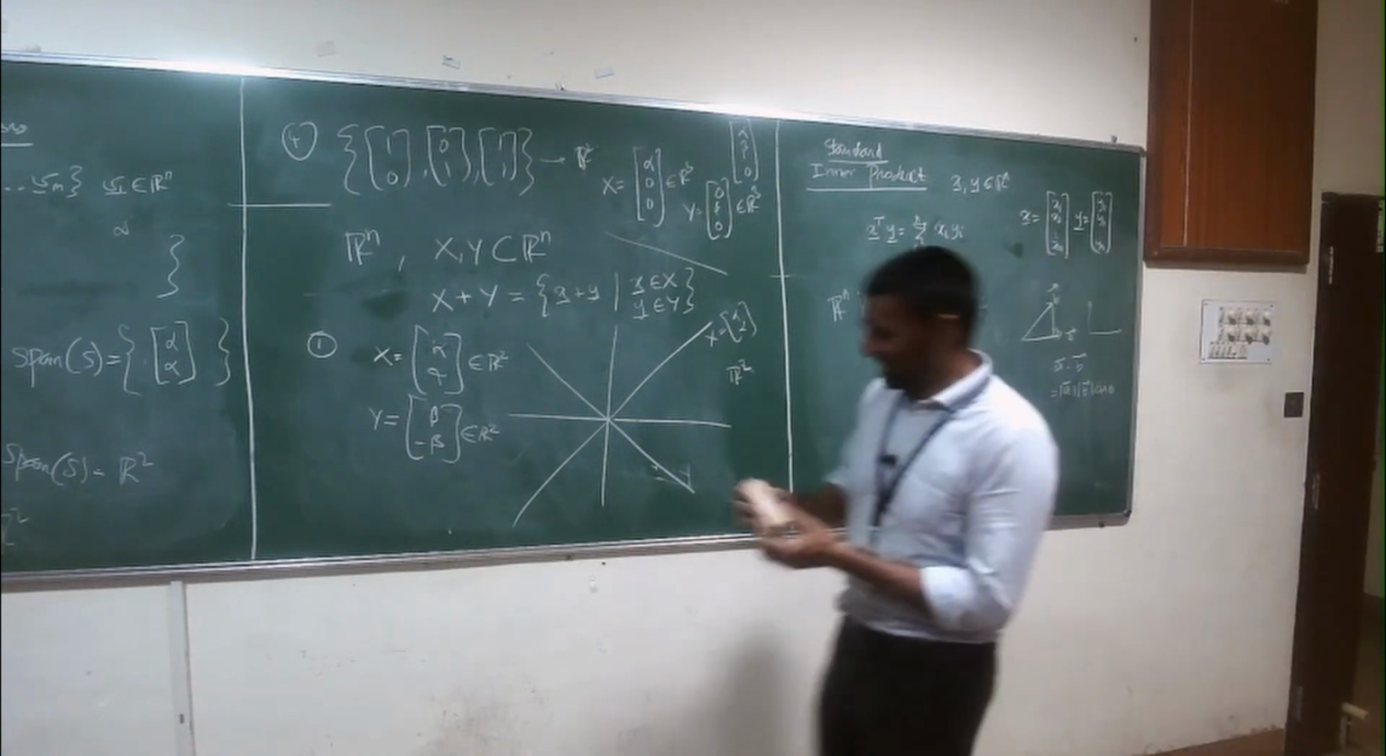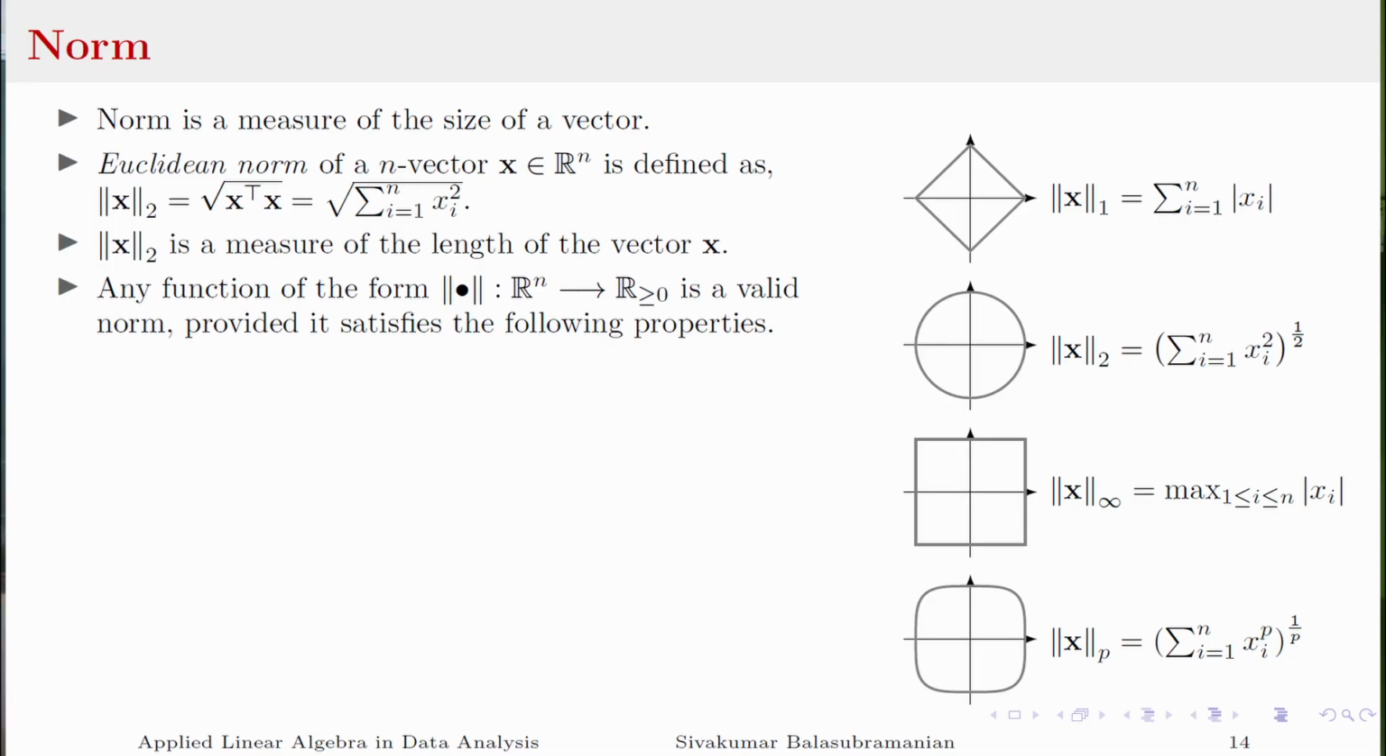So that's the standard inner product. And then the next important concept that you should know is the idea of norm, which is essentially a measure of this. Should not say size of the vector, because we already talked about size of a vector, which is the number of elements you have, or maybe the length of a vector. So that's what a norm is. Norm is a measure of the length of the vector.